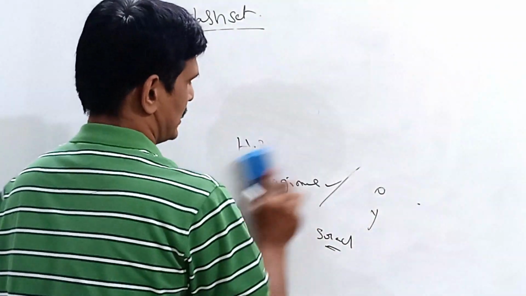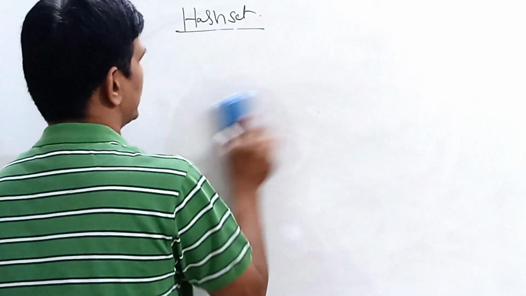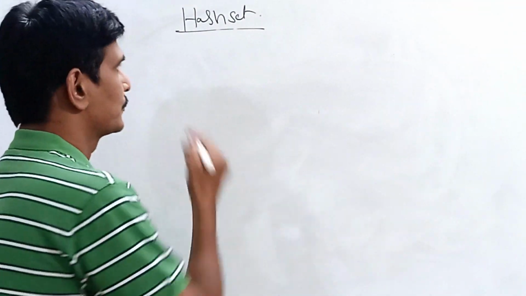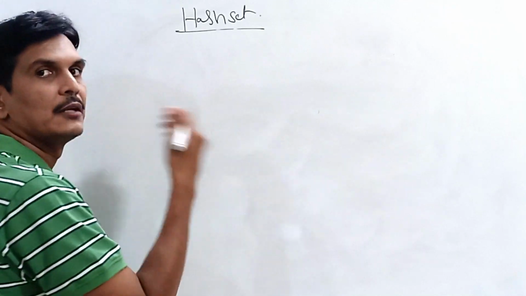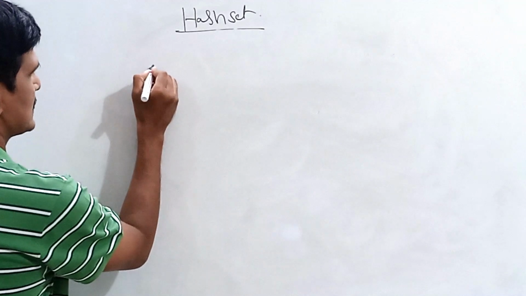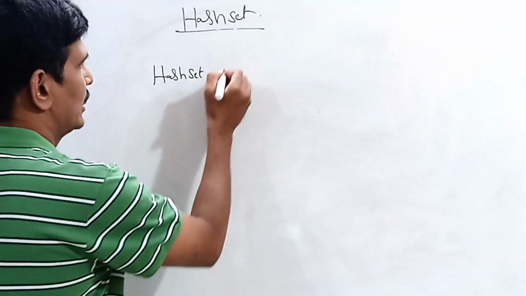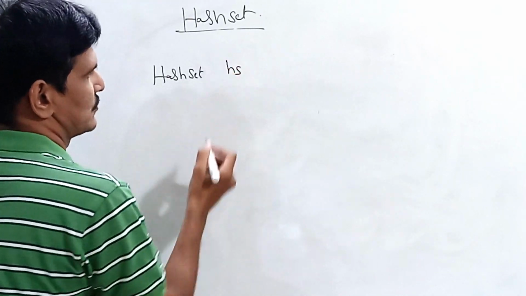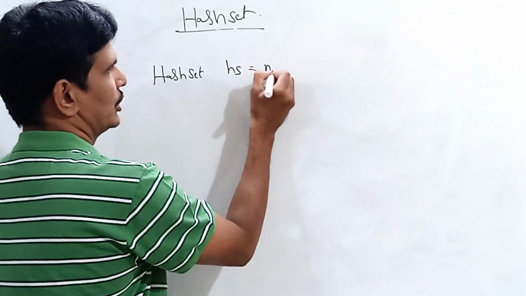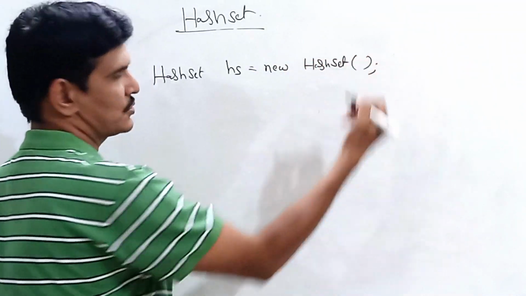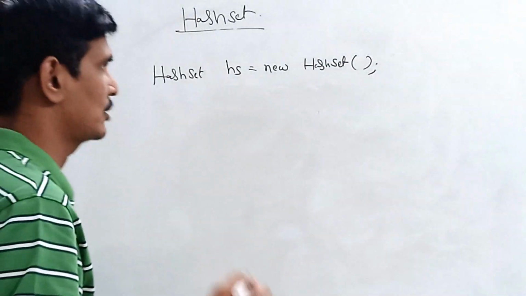Now let us see how we can create HashSet objects. How many ways can we create a HashSet object? How is it going to store or locate elements? A HashSet object can be created in many ways. The first way I'll show you: HashSet hs = new HashSet(); this creates an object reference variable hs. This is the default way we can create a HashSet object.